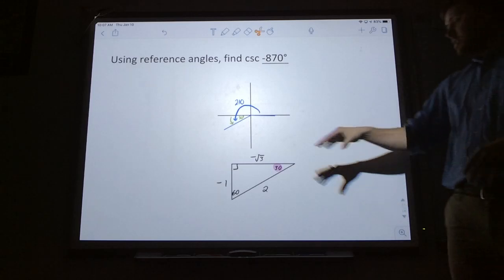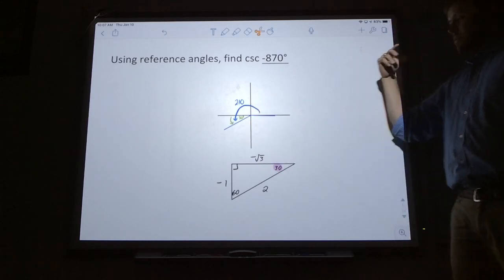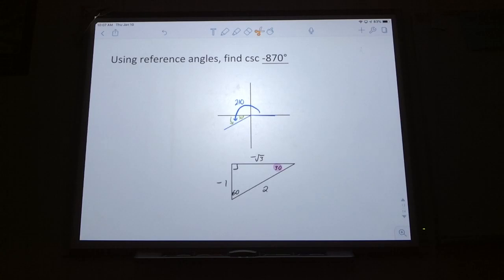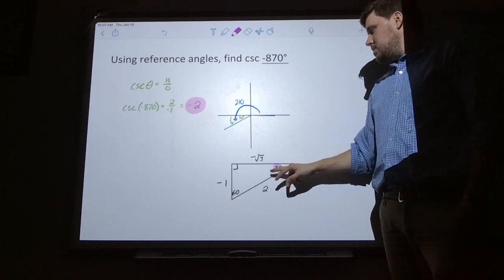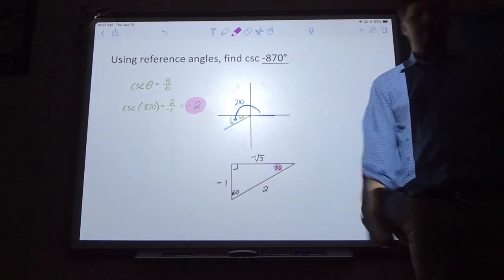If our reference angle ended up being 60, we use the same triangle, but we turn it a little bit. If it was 45, we'd have to use the 1, 1, root 2. Then we want to find cosecant. Cosecant, we know, is h over o. So we know that cosecant of, not theta, cosecant of negative 870 is 2 over negative 1, which ends up being just a negative 2. Because cosecant is hypotenuse over opposite. So from this reference angle, hypotenuse over opposite, and then we simplify it.